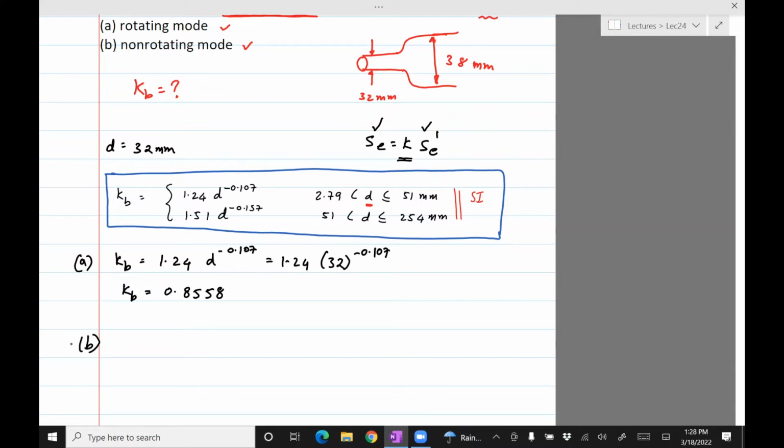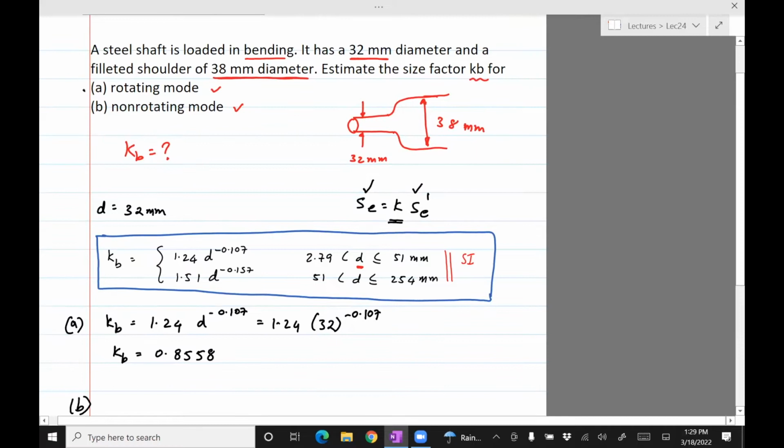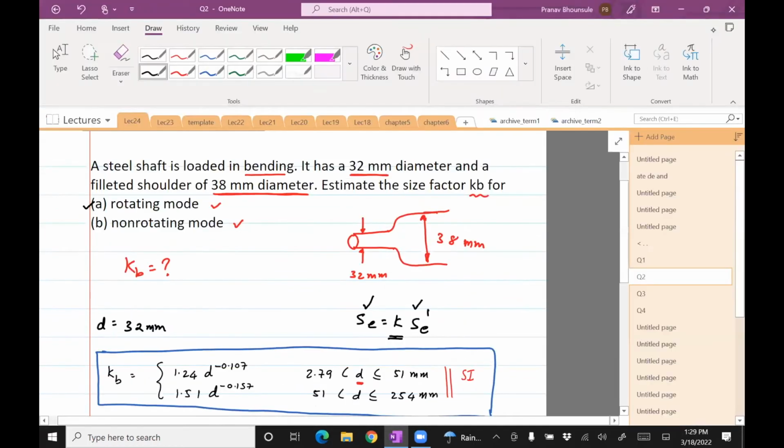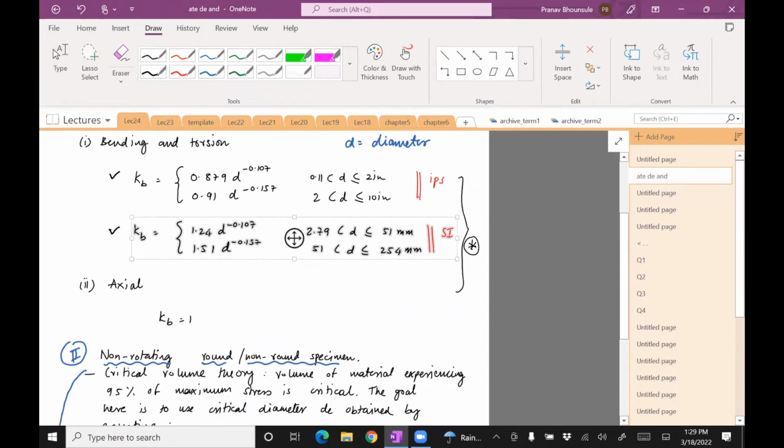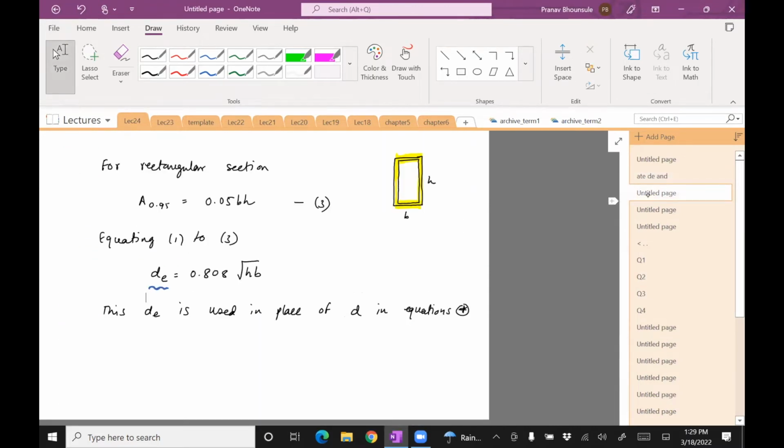So when things fail, you want to use the bigger stress as your determinant of failure. If there are two sections, 32 mm and 38 mm, and the stress in one is higher than the other, the 32 mm will fail first, then the 38 mm. That's why you want to use the smaller end. Okay, so that's the calculation in rotating mode. And then non-rotating mode, we know it's a circular diameter. So that's the rotating specimen. For non-rotating, we need to go to this table.